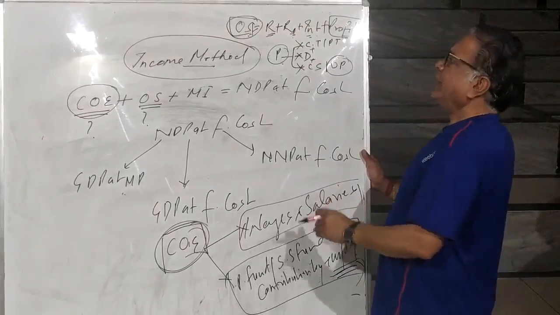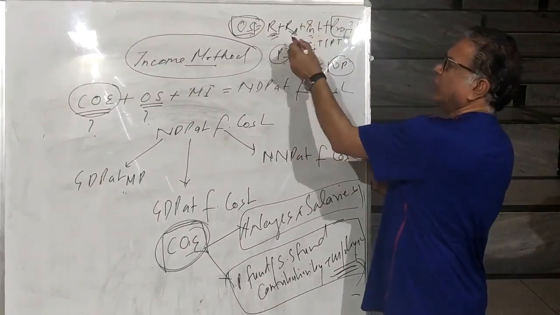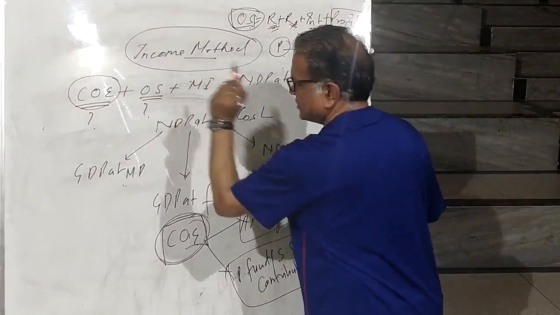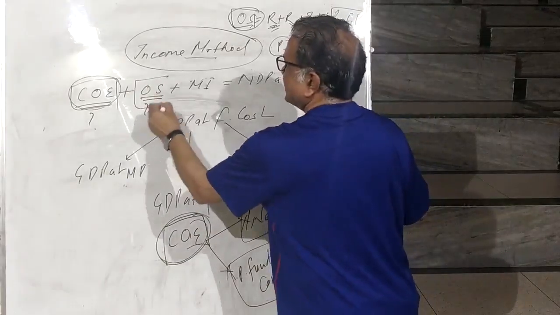On the other hand, if royalty is not given, simply take rent from the numerical, interest and profit, add these three, and get the operating surplus. You will reach here. Now you have COE, you have operating surplus.